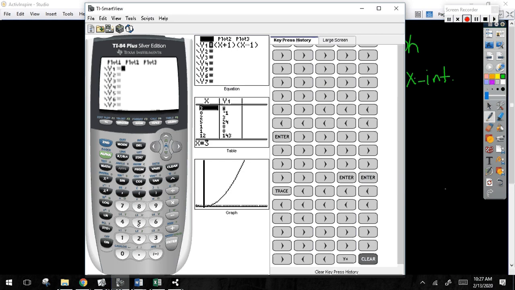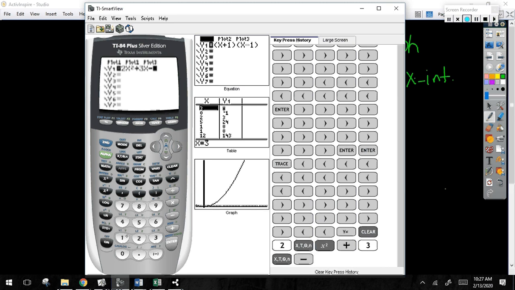plus 3x, what'd I say, minus 1? A zoom 6 is a good place to start.